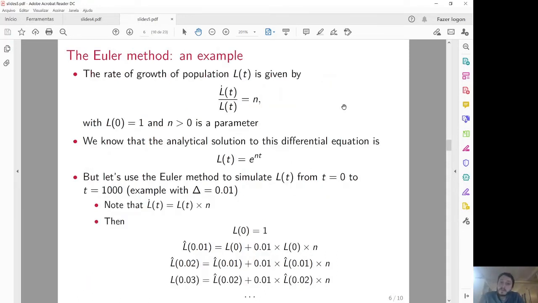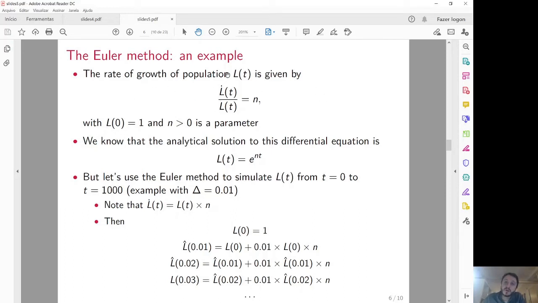So let's go to an example. We saw this equation in the macroeconomic model. This differential equation describes the rate of growth of population. The population is L, and we saw that the growth rate of population in the model is fixed. It's equal to n, which is a positive parameter. So this means that the population size grows in percentage terms by a fixed proportion all the time.